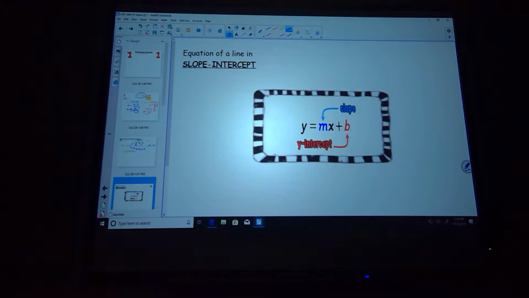All right, so the equation of a line in slope-intercept is y equals mx plus b, where m being attached to the x value is the slope, and the b value, which doesn't have an x attached to it, is the y-intercept. So the y-intercept is where it crosses the vertical line on the y-axis. Good to go?